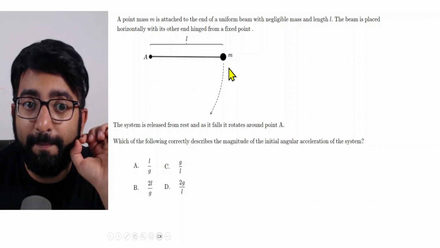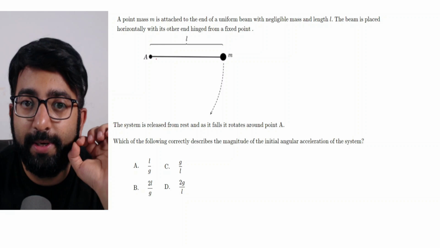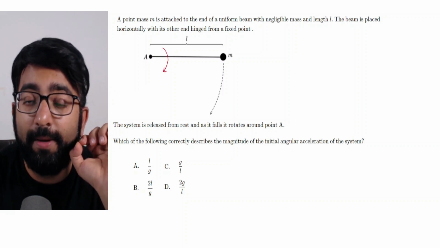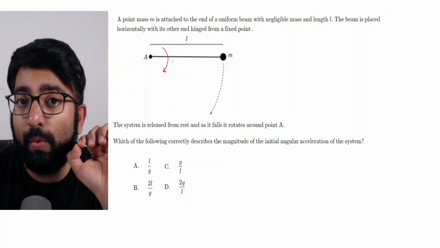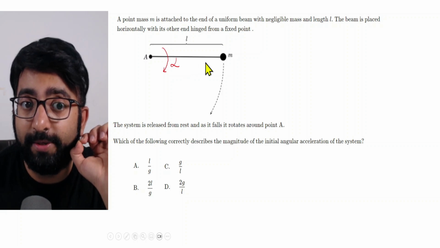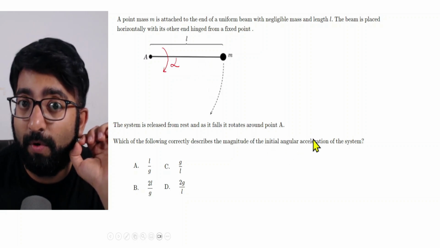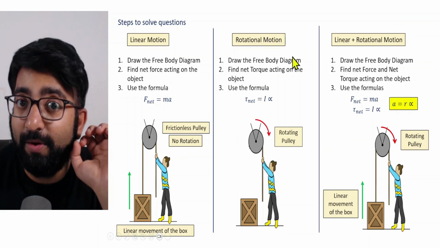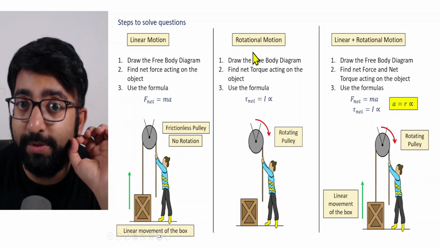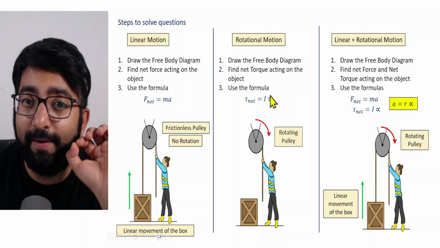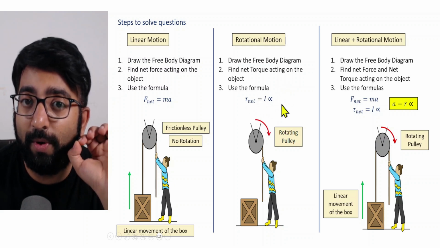So in the diagram, the beam was originally placed horizontally, but when it is released from rest, this entire system, the beam, is going to rotate in a clockwise direction. And let's say the angular acceleration is alpha at the starting stage, at t is equal to 0. And that is what we have to find, the initial angular acceleration. Now if we recall the steps, what are the steps used in a question of only rotation? We need to draw the free body diagram, find the net torque, and then we use the formula torque net is equal to I alpha.